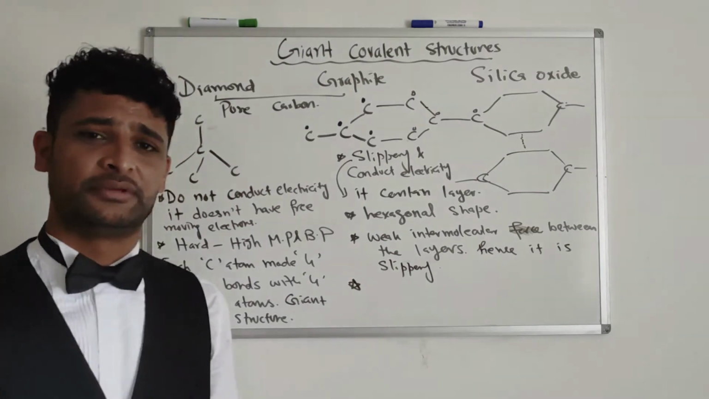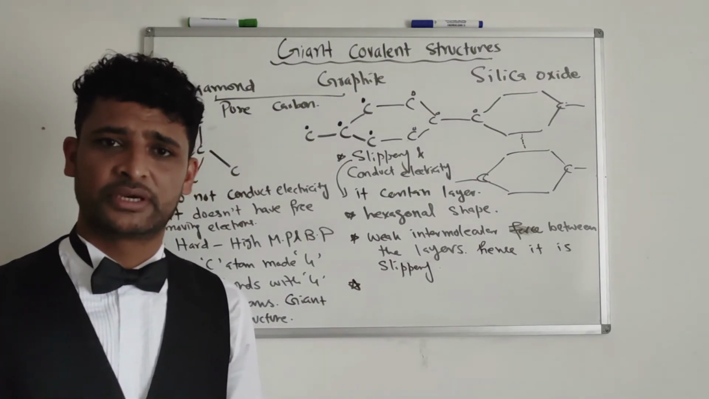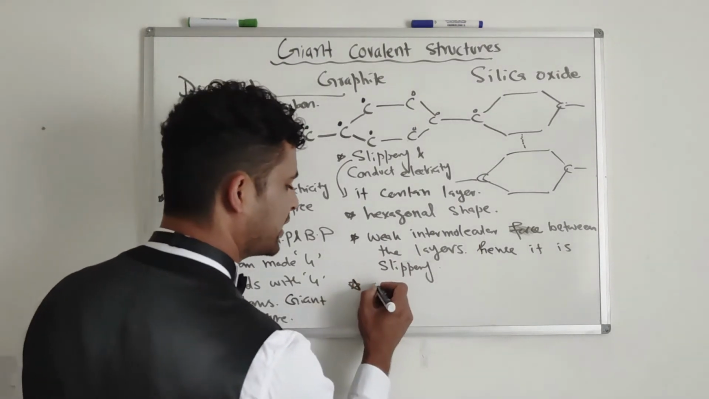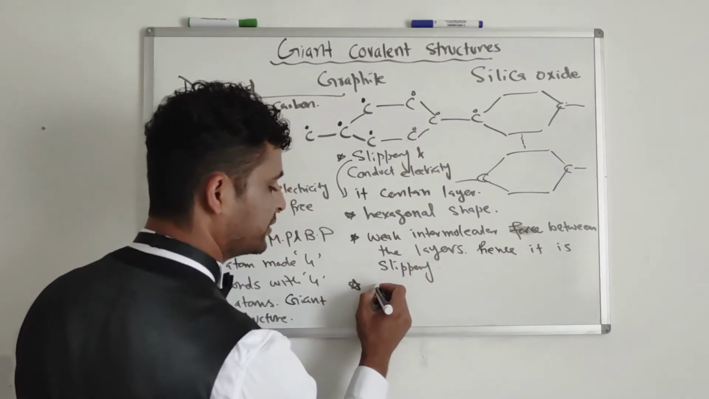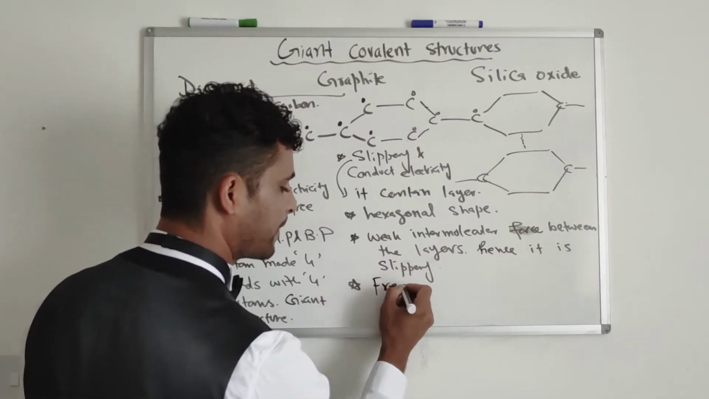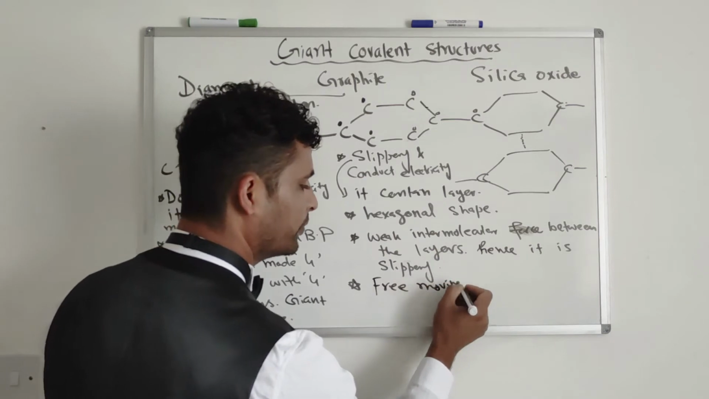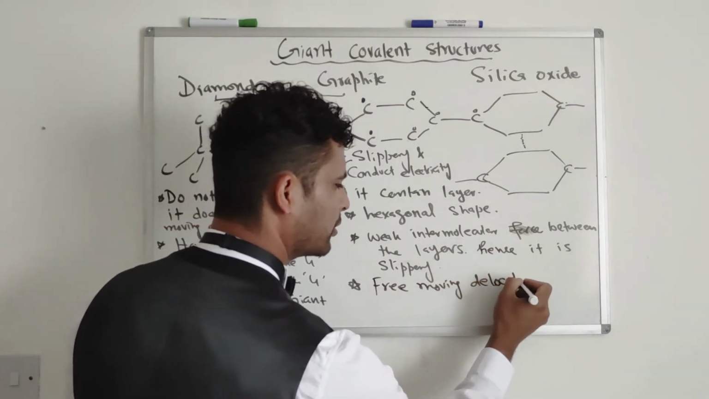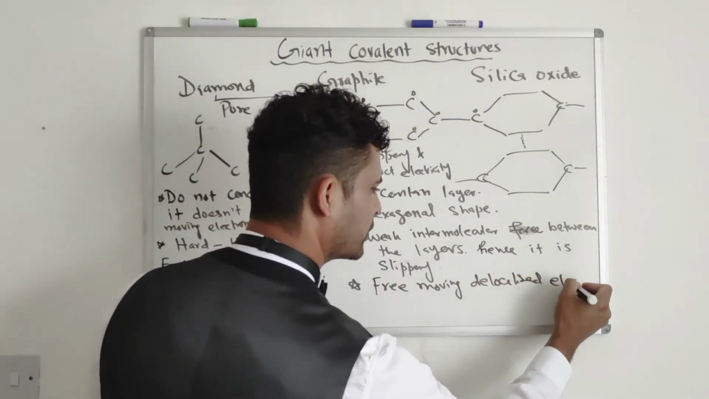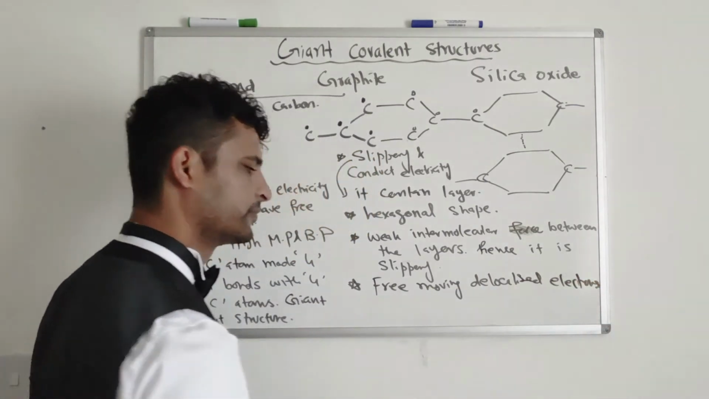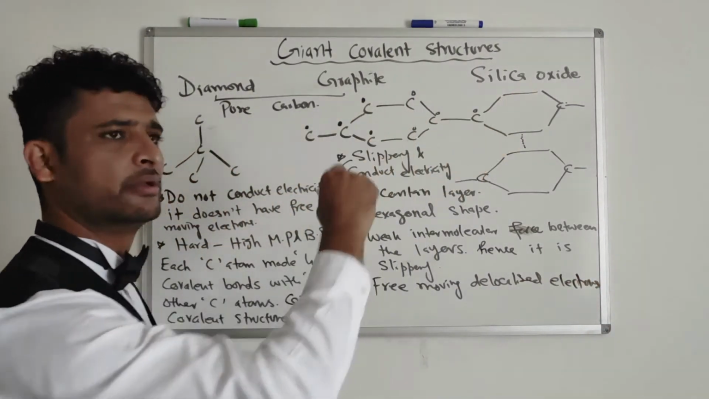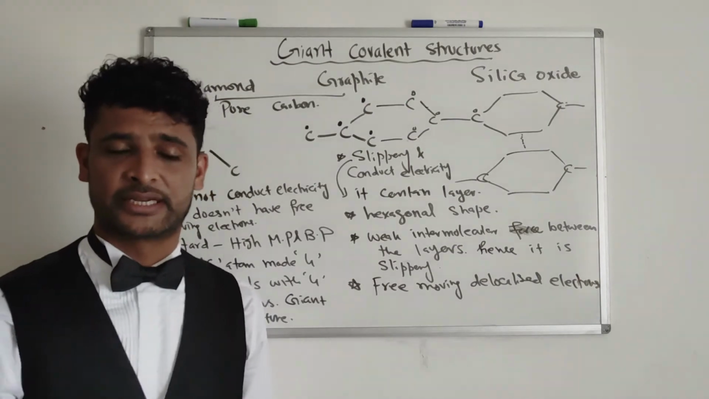It conducts electricity. Again, the same example we have used in the metallic bonding. So you can say it conducts electricity because it has free moving delocalized electrons. That's why they can move around the whole structure and conduct electricity.